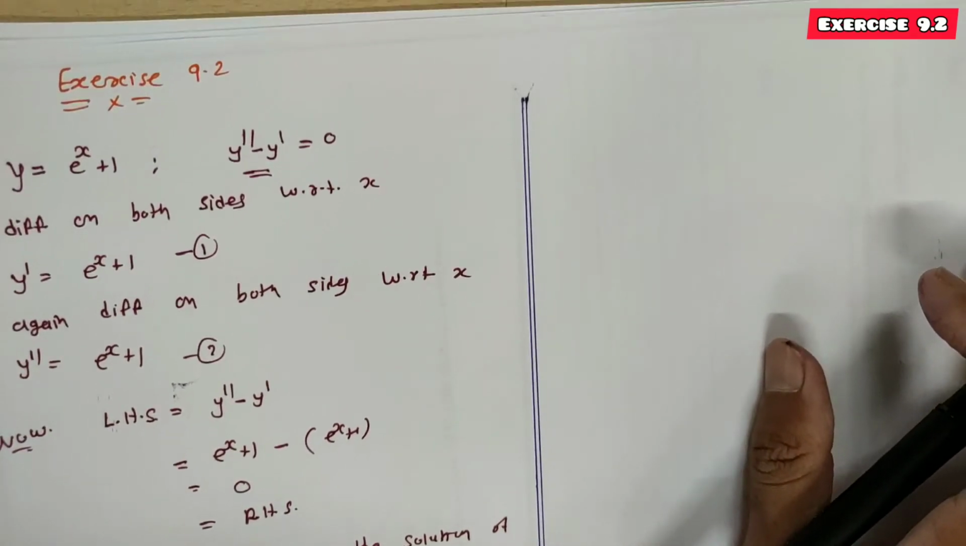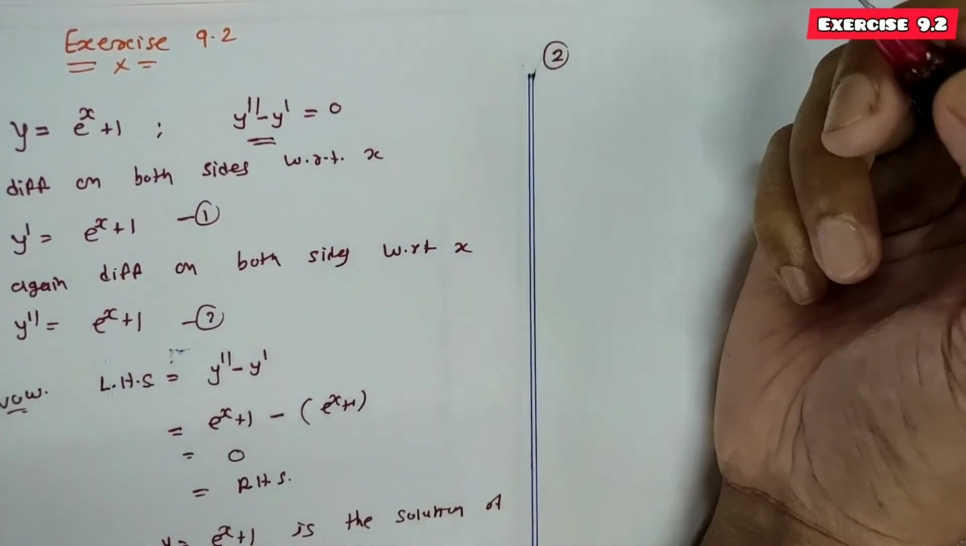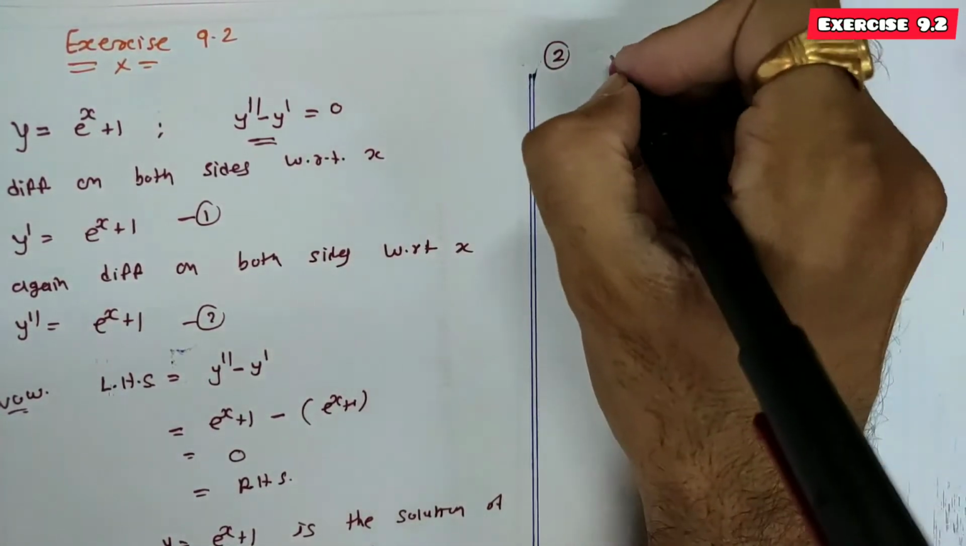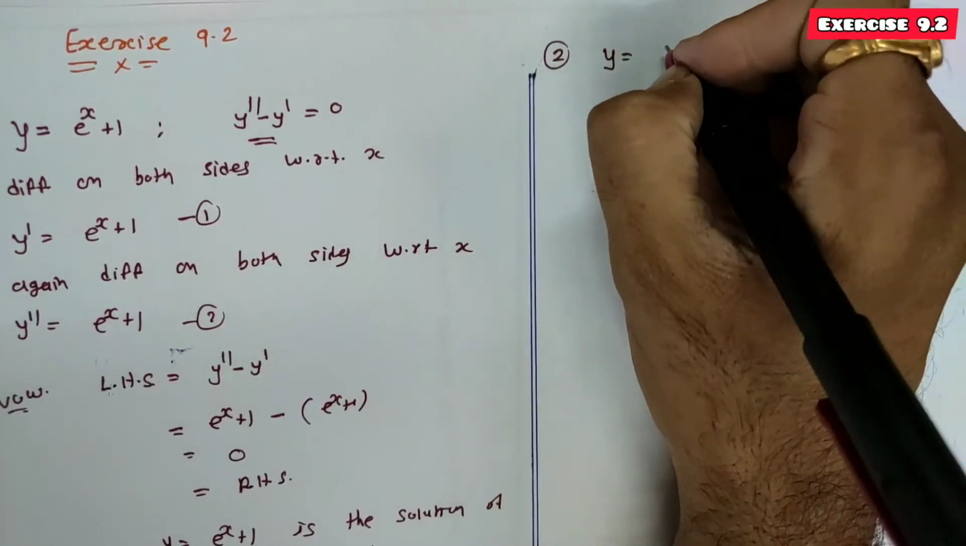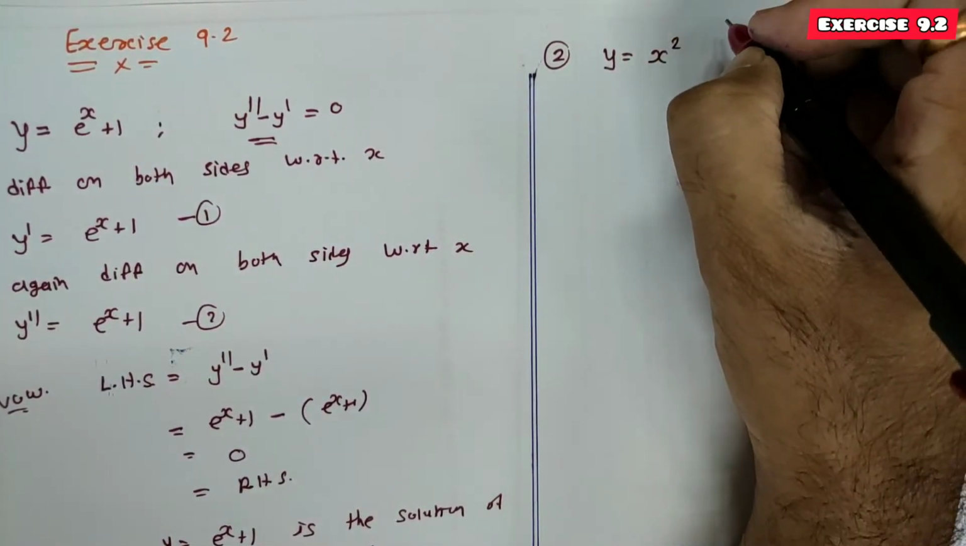So let's try equation number 2. Here the given function is y equal to x square plus 2x plus c.